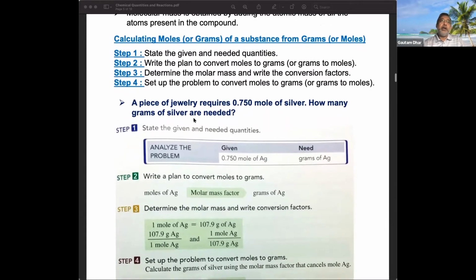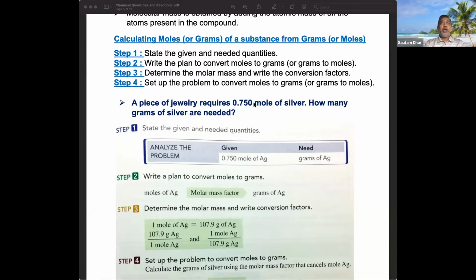So here we have a question. A piece of jewelry requires this many moles of silver. How many grams of silver were there? So you want to go from moles to grams.